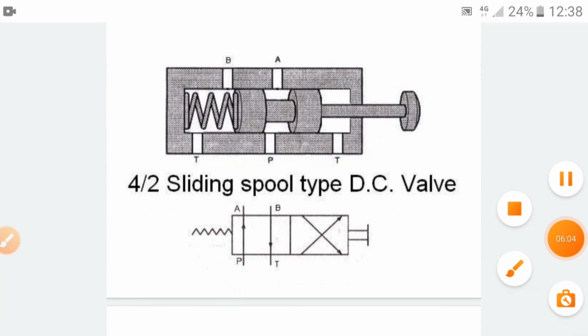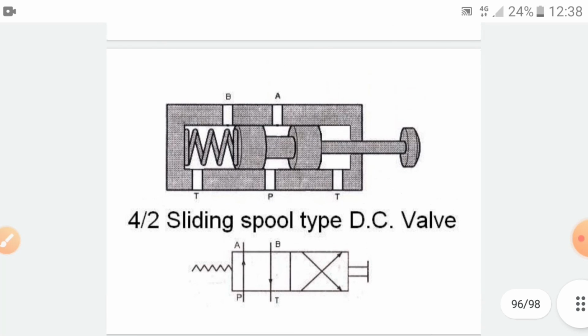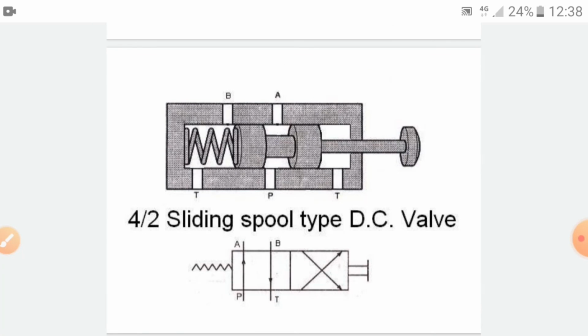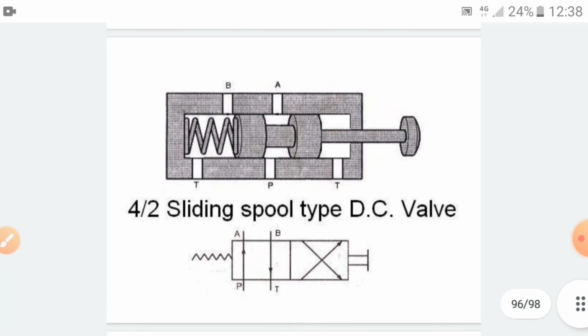In this lecture we saw different types of directional control valves, their types, construction, symbolic presentation and use, where they can be used in industrial hydraulic and pneumatic circuits, and their basic construction and symbolic presentation. So today we stop here.